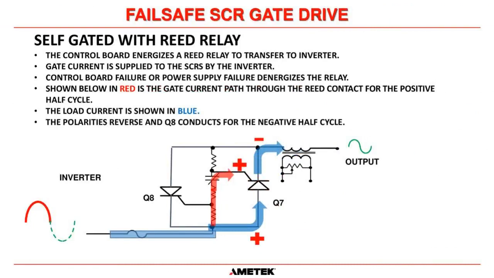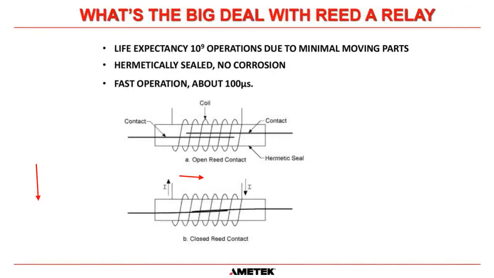Here's the current path. Again, for the positive half cycle, I'm just showing this going through here. So the contact here is not just an ice cube relay. It is a reed relay or a reed switch. If you're not familiar with them, the reed switches have a number of characteristics that make them ideal for this application here.